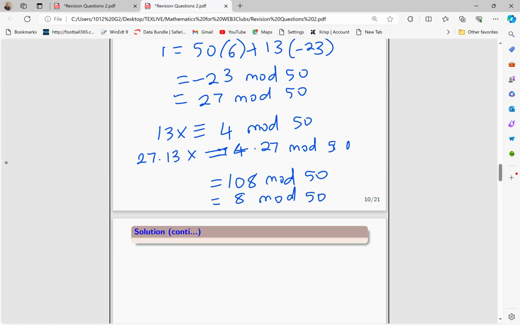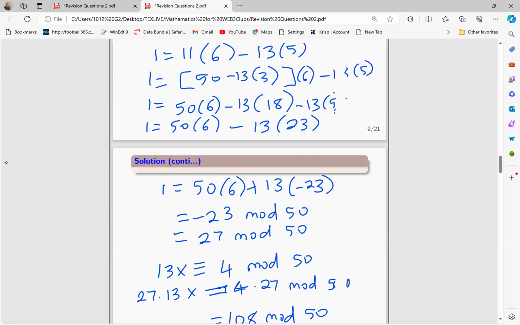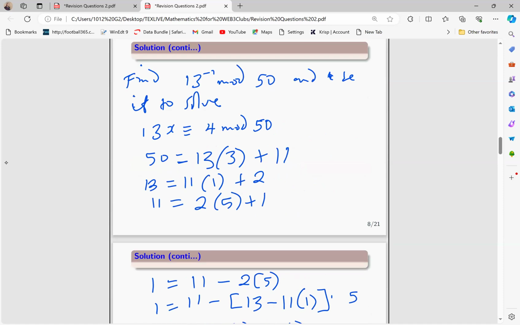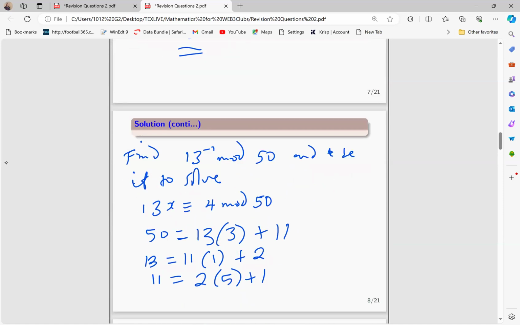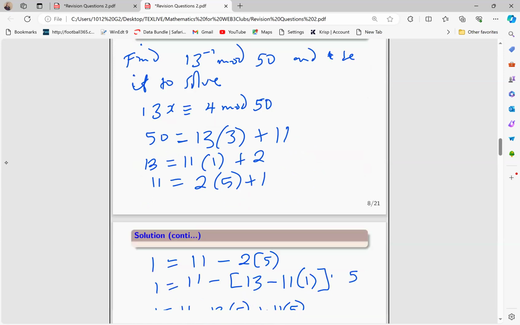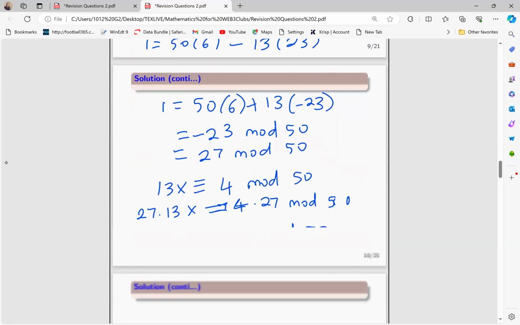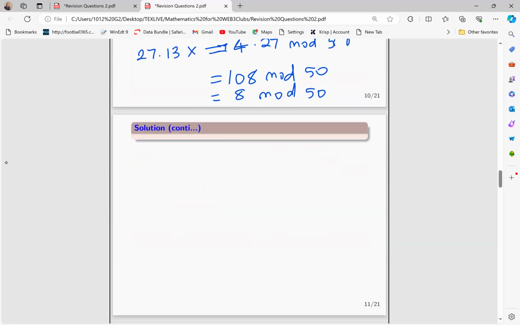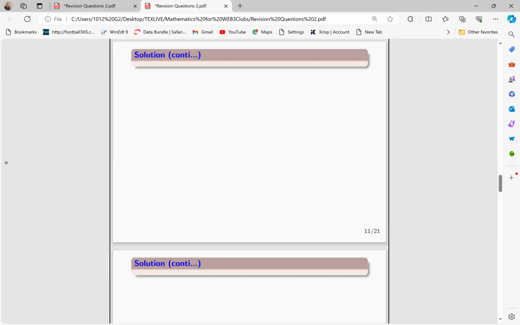Yes, that's correct. So the answer is 8, and you can try 8 in the question that we were given. 13 times 8, and you take mod 50, you get 4. That means x is 8. Next.